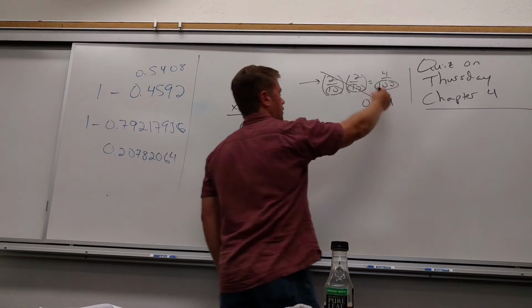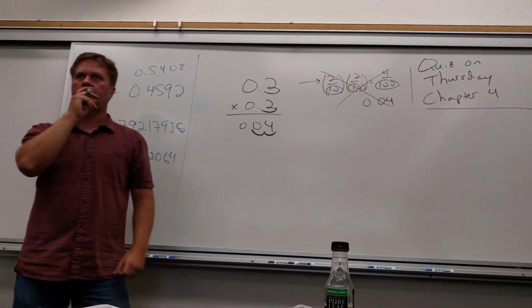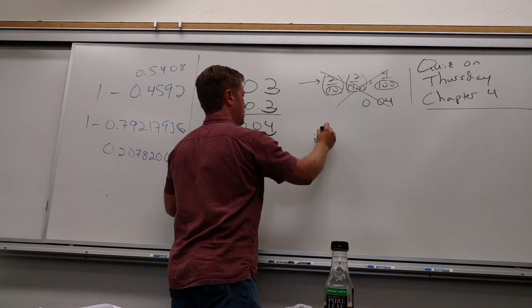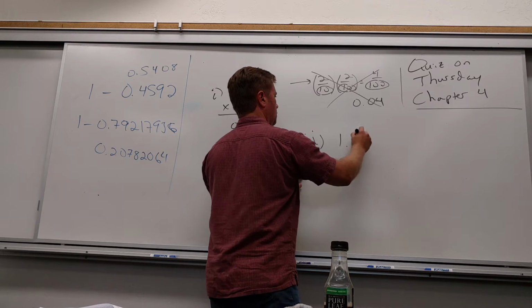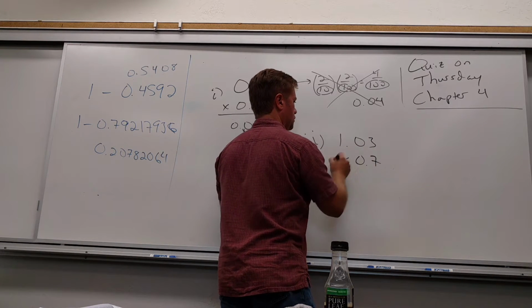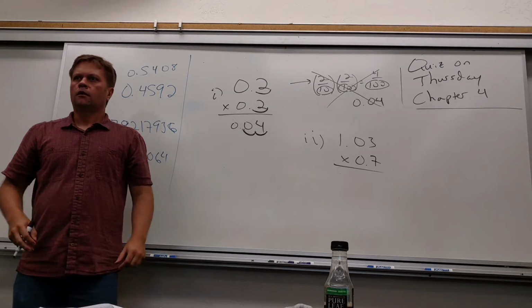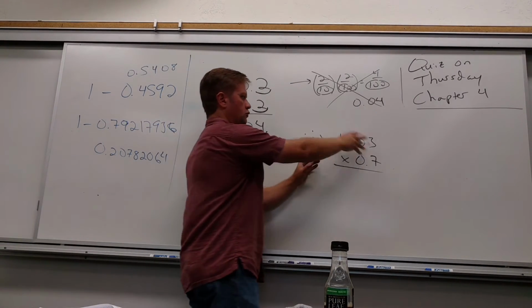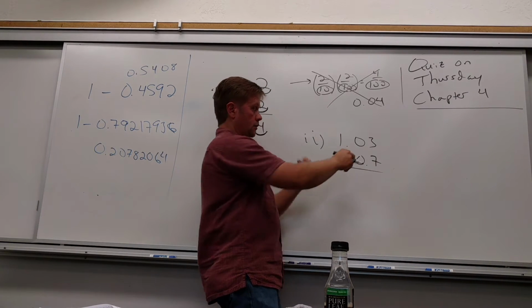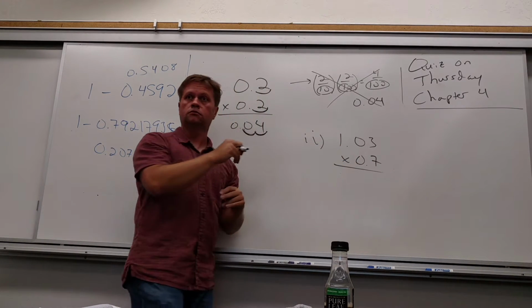I'm not saying do this. Please, dear God, you shouldn't have to. But that's why it works. So if I had, let's say, what do you got, Jeff? I don't know, man. 1.03 times 0.7. Sure, I like it. So you just treat them as if there's no decimals, like it was 103 times 7. See, I don't have to line them up either.